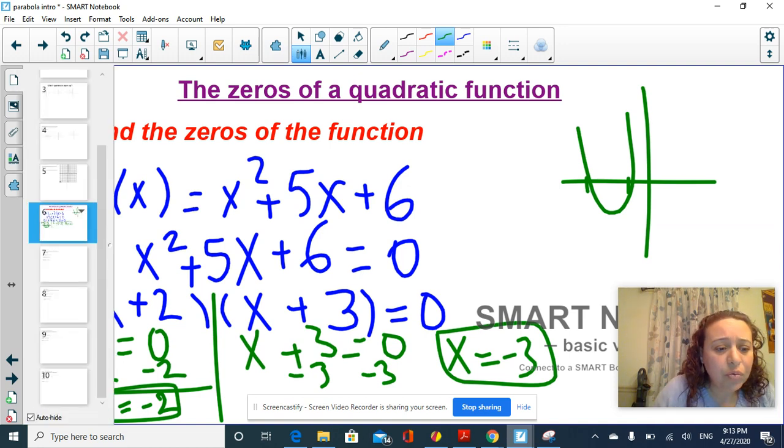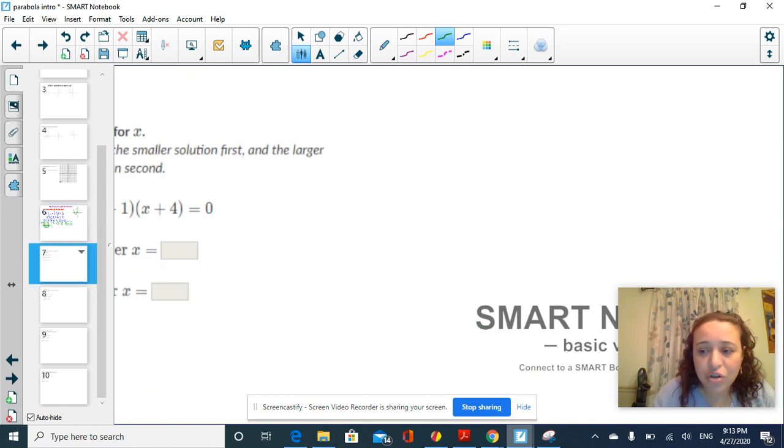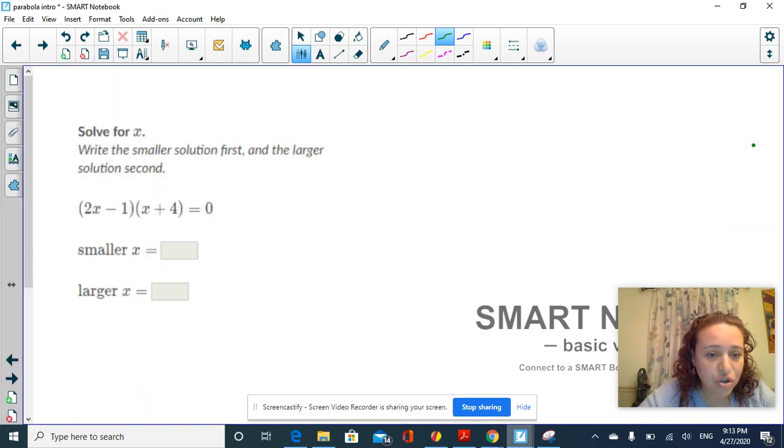You will have only one assignment today on Khan Academy. It will be on zeros of the function or solutions of the quadratic function. Let's solve some examples like you will find in your assignment today. Solve for x, write the smaller solution first and the larger solution second.